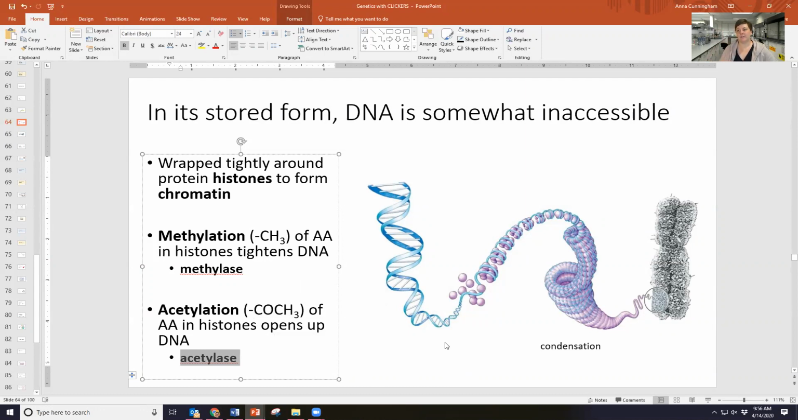So if you start adding those acetyl groups, acetylating those histones, DNA starts to unwind. Okay, I want to really specify something important: methylation and acetylation of histones, specifically of histones, is what allows DNA to condense and decondense to become transcriptionally active, right?